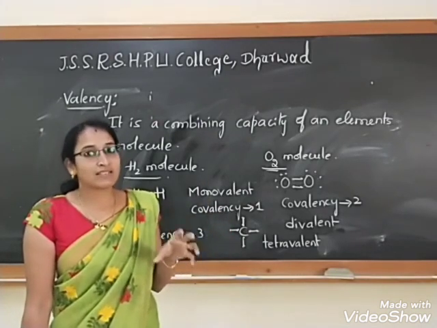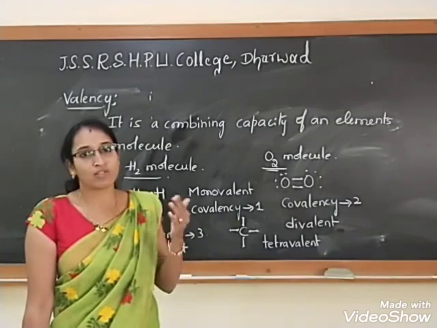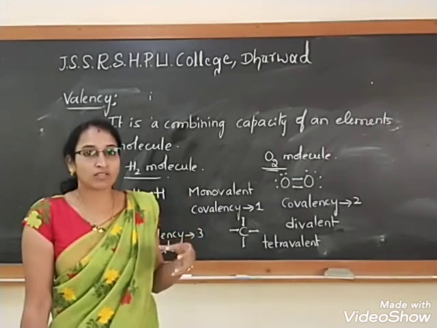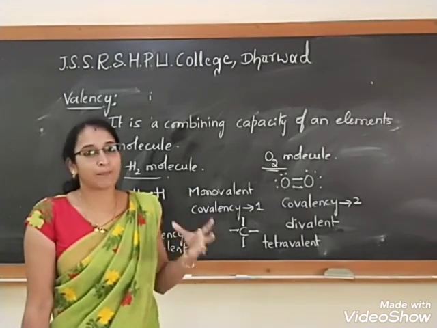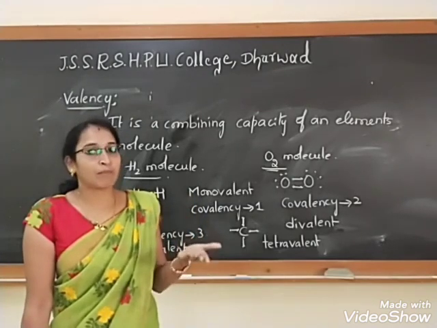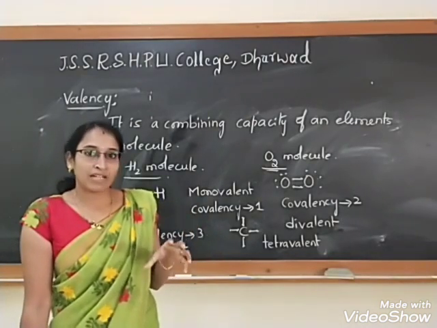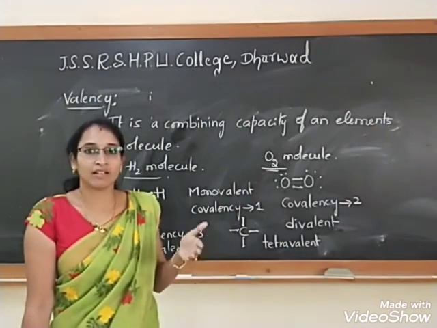Okay, so oxidation state is nothing but the number of electrons lost or gained in the outermost shell of electrons. The valency is nothing but the combining capacity of an element. Either it may combine 1 electron or 2 electrons or 3 electrons. So depending upon the combining capacity, we are going to explain the valency.